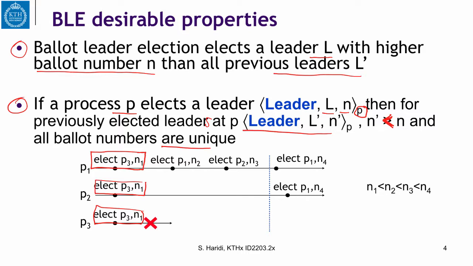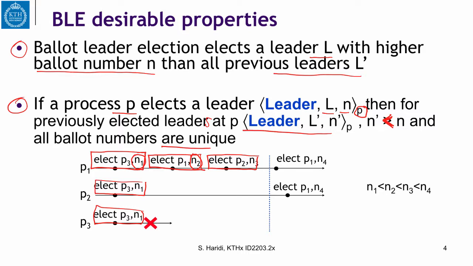Now P3 crashes. So here is a situation where P1 gets an indication that another process is elected. In this case, it is process P1 with a ballot number N2. So N2 has to be higher than N1 and is unique. So no other leader will come with this N2 again. Then it elects a leader which is N3, which is fine, but N3 must be higher than N2.